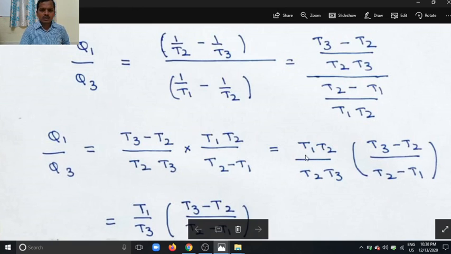After simplification, by cross multiplication, T2 minus T3 divided by T2 into T3, and T1 and T2 go upward while T2 minus T1 is downward. So finally it is T1 into T2 divided by T2 into T3, times T3 minus T2 over T2 minus T1. Both numerator and denominator T2 cancel. Finally, T1 by T3 into (T3 minus T2) by (T2 minus T1).